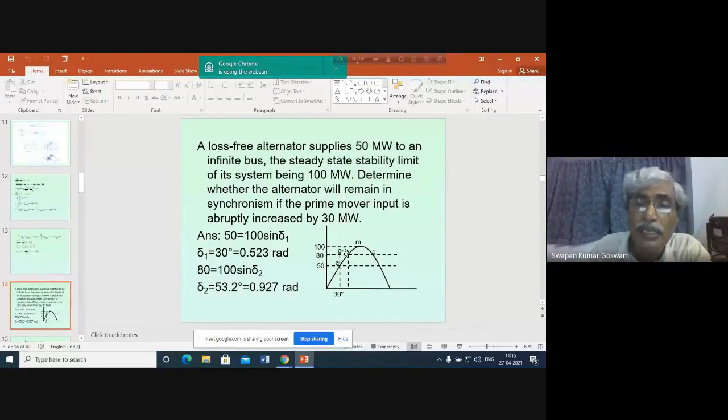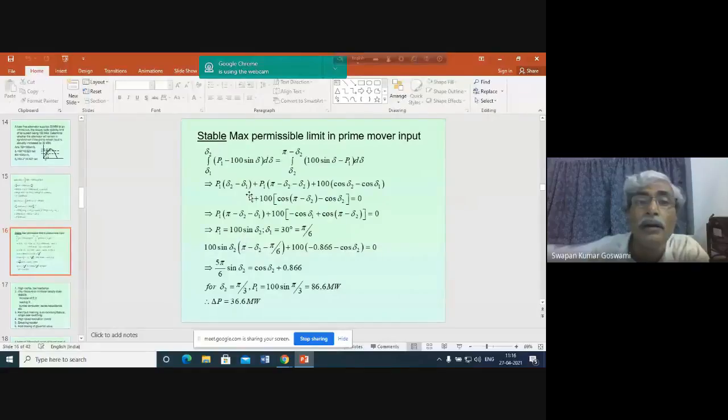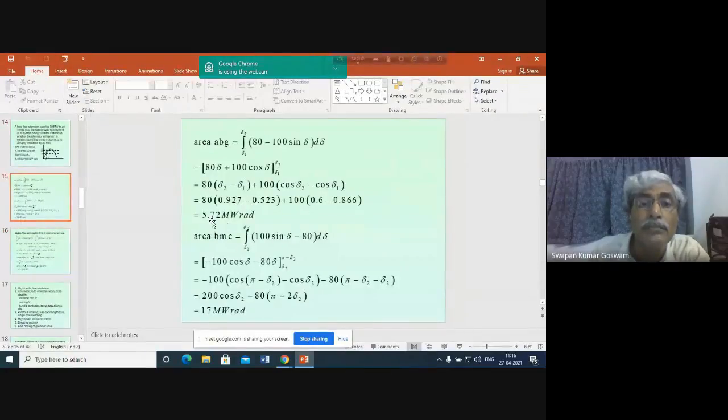Initially the area AGBA has been calculated, then BMCB has been calculated, and it has been found that BMCB is much greater than this area. So we can say that the generator rotor will be maintaining synchronism. This has been done here. It was calculated that 5.72 megawatt radian was the accelerating area, and the available decelerating area BMCD is equal to 17 megawatt radian. So this ensures that this is much greater than this area.